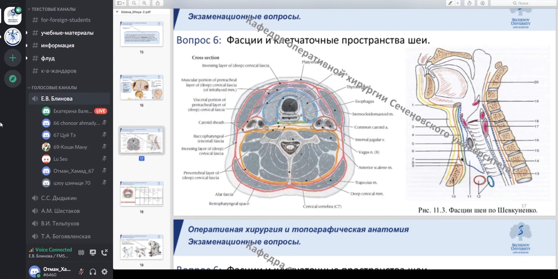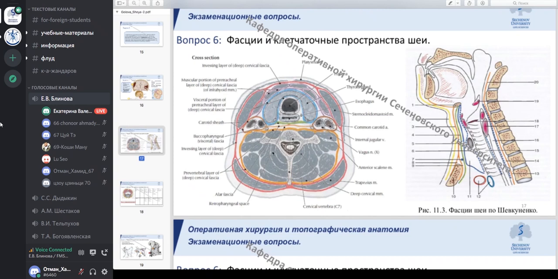The second closed space is the suprasternal interaponeurotic space. The interaponeurotic space is located between the proper fascia and the omoclavicular fascia. And the last closed cellular space is the sternocleidomastoid space.